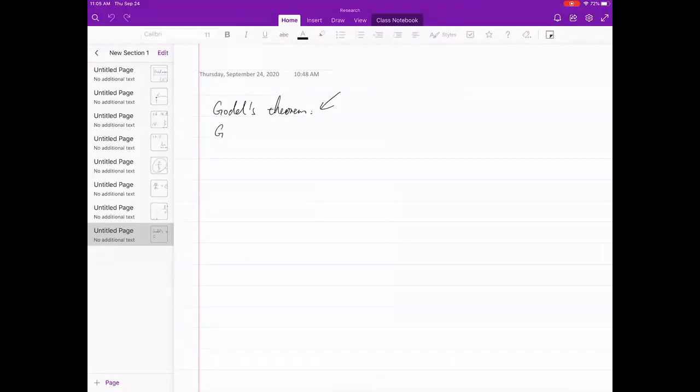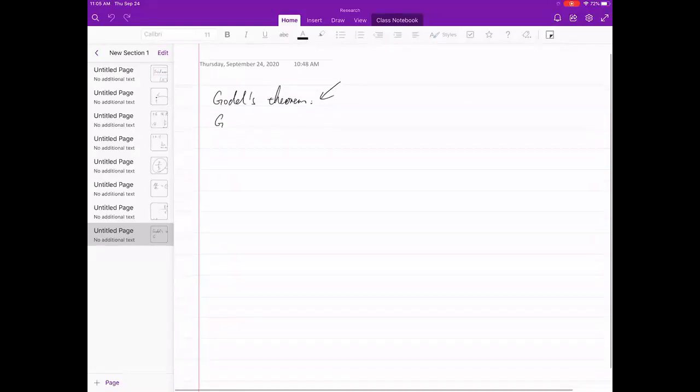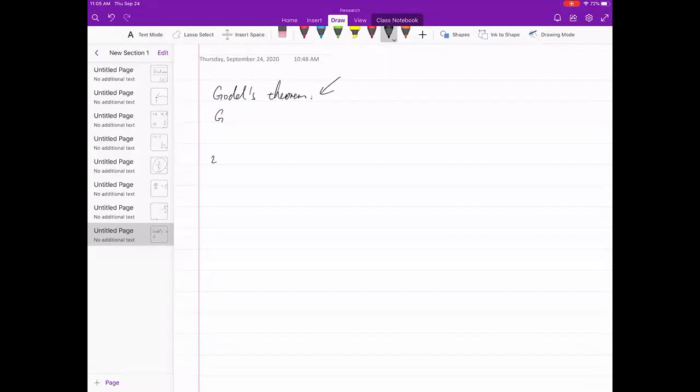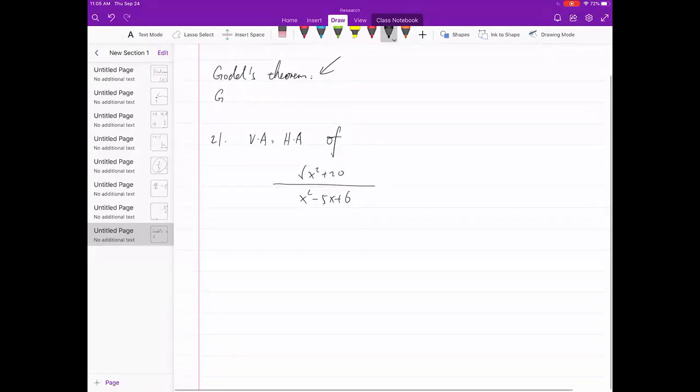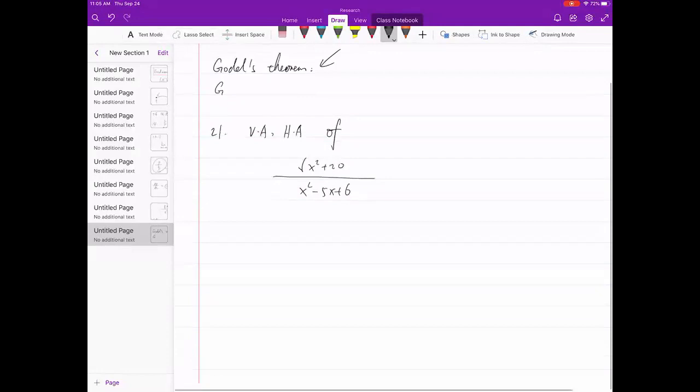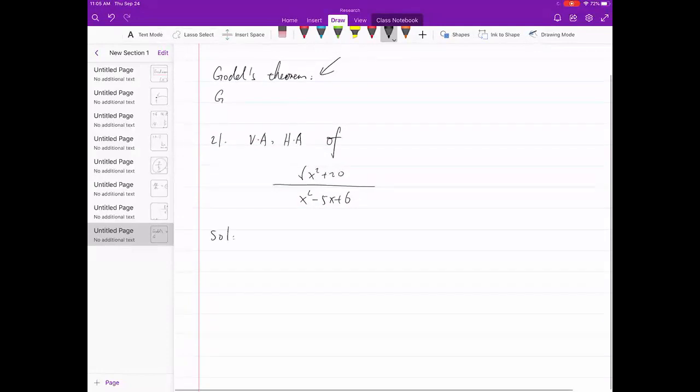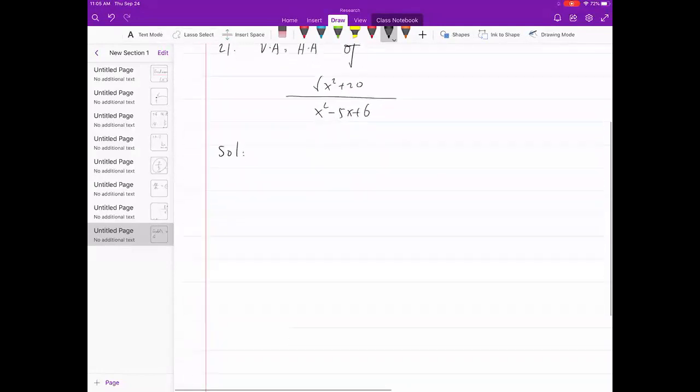Find the vertical asymptote and the horizontal asymptote. So 21 is find the vertical asymptote and the horizontal asymptote of 6x squared plus 20 divided by x squared minus 5x plus 6. Okay, so we have two things, horizontal and the vertical asymptote.